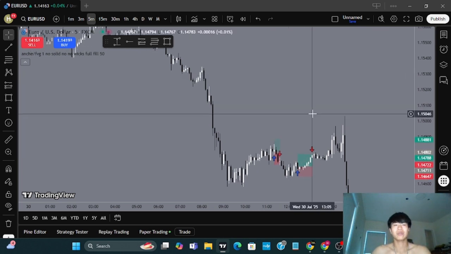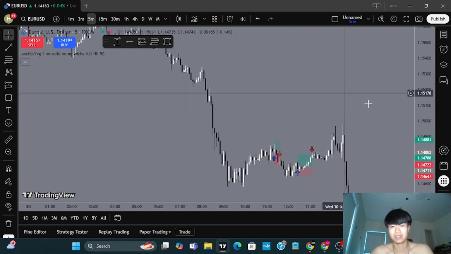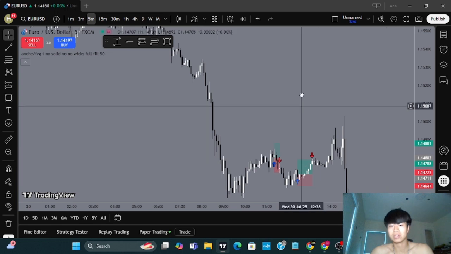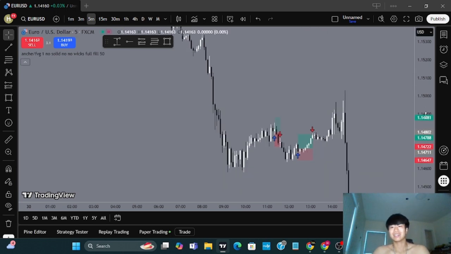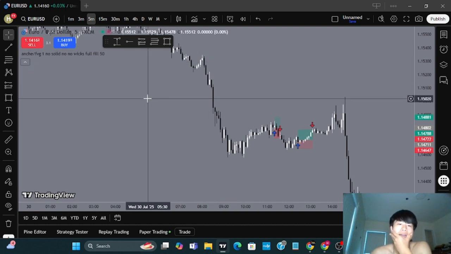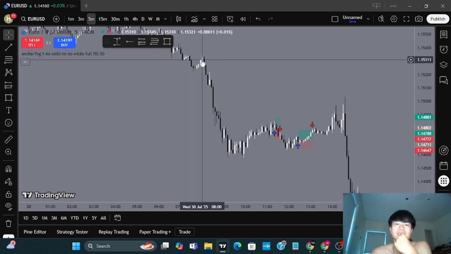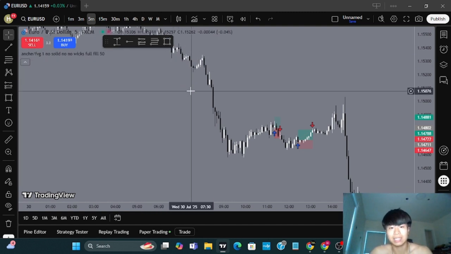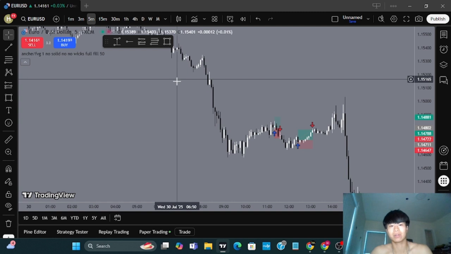So we're here on the EUR/USD on the 5 minute chart, and I'm going to go over the two trades that I took yesterday, July 25th on Wednesday. To start off, you can see that there's a liquidity void created at 8 a.m. EST. With the liquidity void, what should you expect? Price to retrace and fill back in the liquidity void.